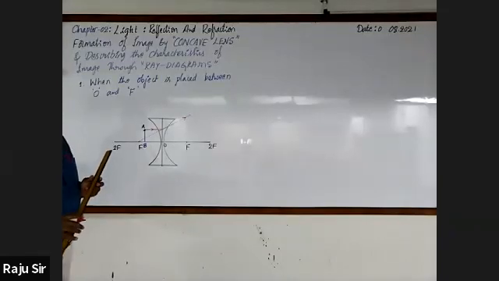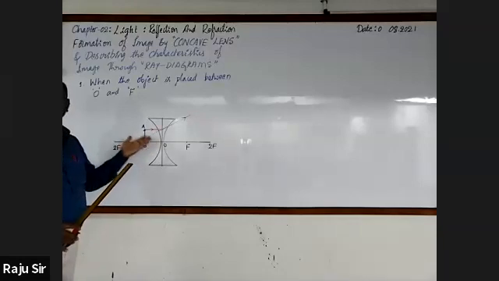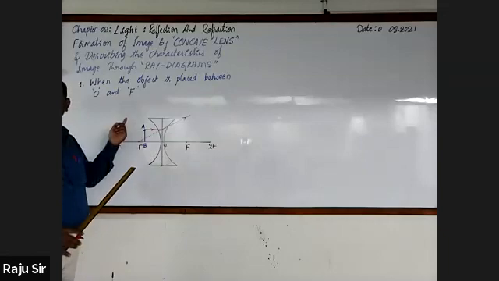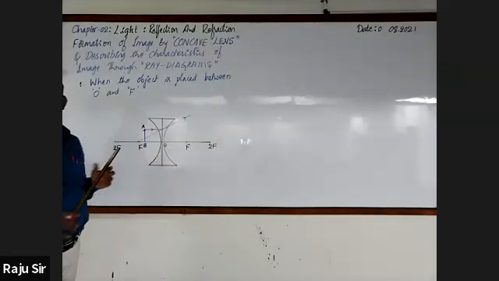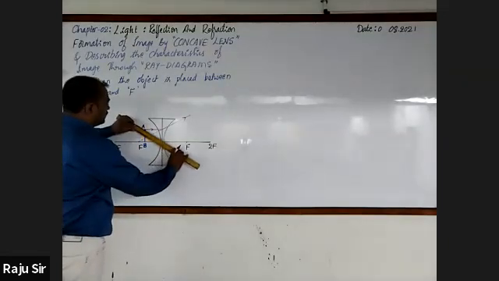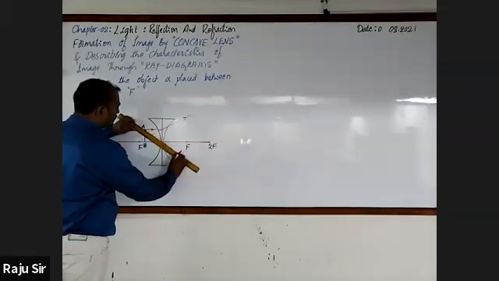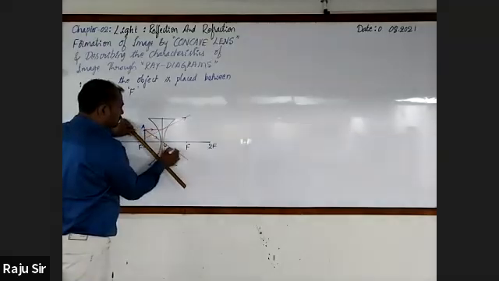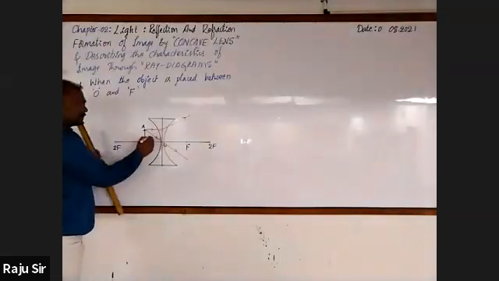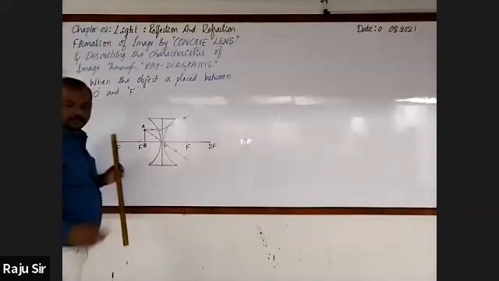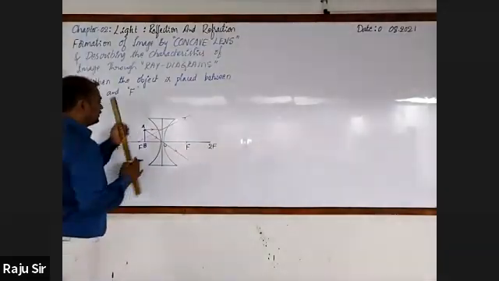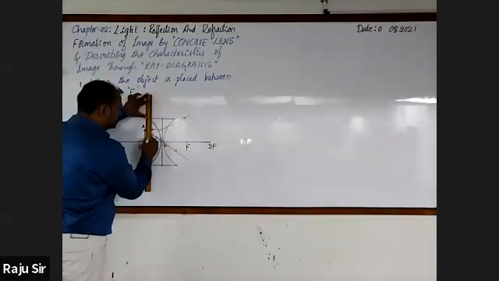Then what is the second ray? A ray through the optical center. A ray of light coming from the object incident at the optical center passes through the lens without bending. So let me draw this ray. This is the ray, and both will intersect at a point. Let us draw the perpendicular from that point of intersection.